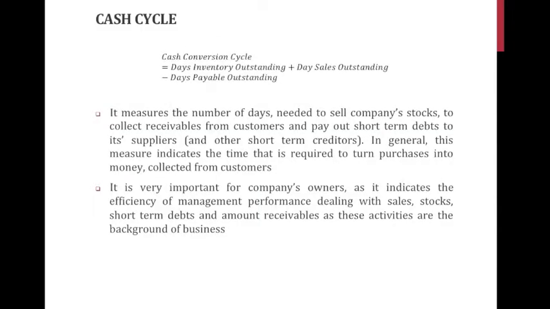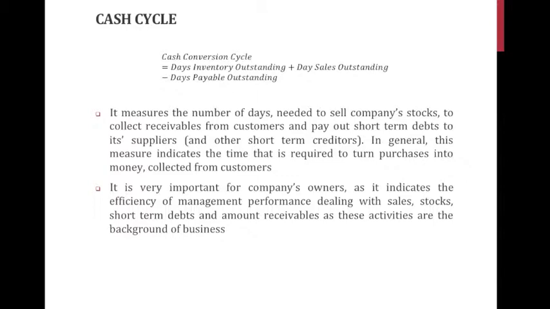And from these three indicators, we can calculate the cash cycle. The cash conversion cycle is calculated by taking days inventory outstanding plus days sales outstanding minus days payable outstanding. So the cash conversion cycle measures the number of days needed to sell company stocks, to collect receivables from customers, and pay out short-term debt to its suppliers. In general, this measure indicates the time that is required to turn purchases into money collected from customers.